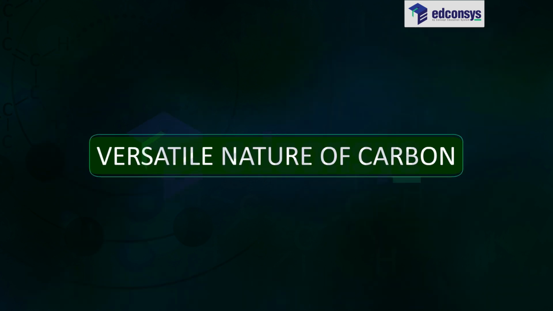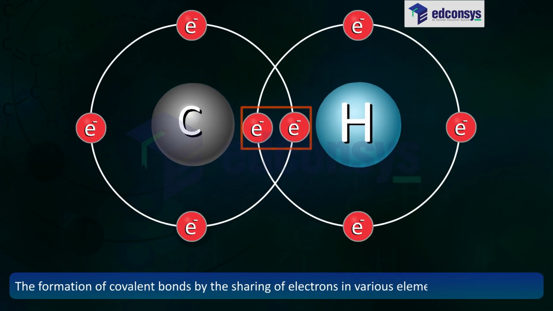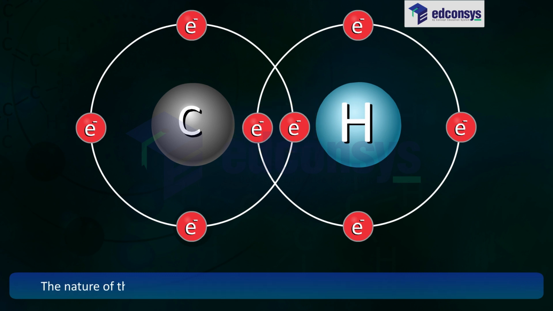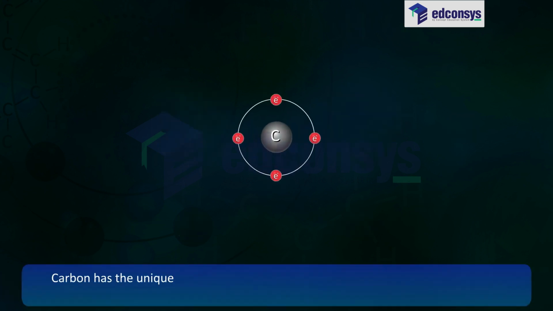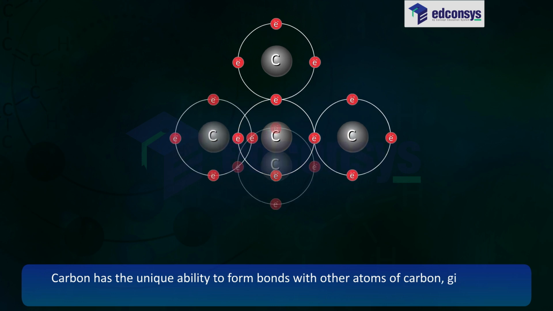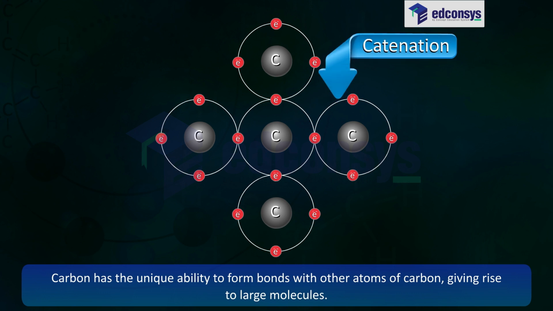Versatile nature of carbon. The formation of covalent bonds by the sharing of electrons in various elements and compounds. The nature of the covalent bond enables carbon to form a large number of compounds. Two factors noticed in the case of carbon are: first, carbon has the unique ability to form bonds with other atoms of carbon, giving rise to large molecules. This property is called catenation.